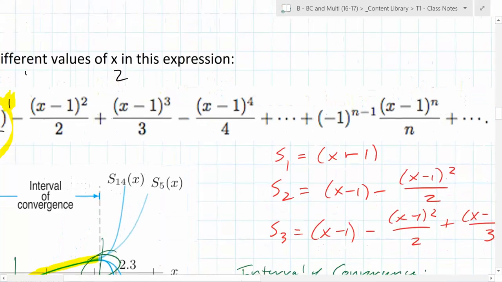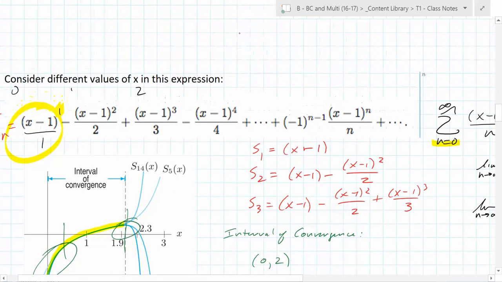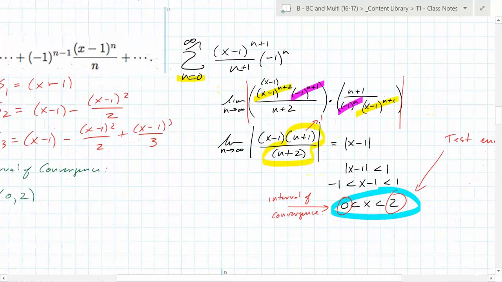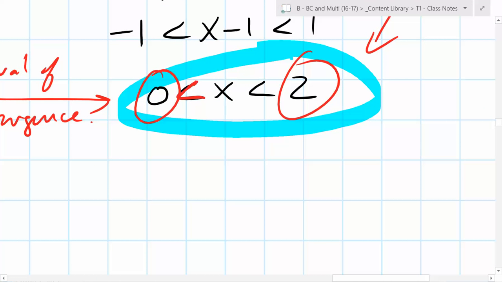Let's look at the original series here. What happens when you plug in 0? When x is 0, what does the first term become? Negative 1. The second term becomes negative a half. The third term becomes negative a third. Then negative a fourth. So that is the opposite of the harmonic series. Does that converge? No. So it does not converge when x is 0, so we keep it strictly like this.